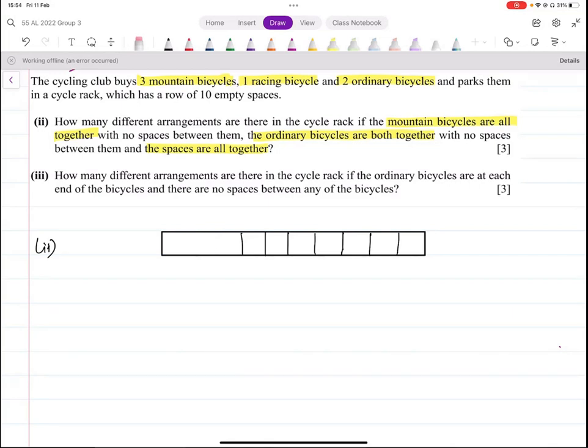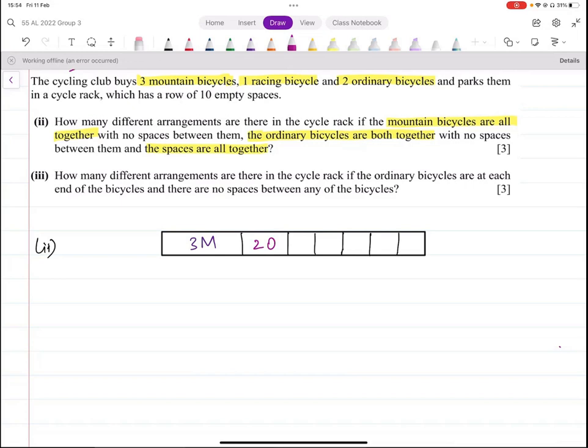We say we've got 3 mountain bicycles here. I'm going to represent them by 3M. We've got 3 mountain bicycles. वो यहाँ पर आ गई. Ordinary bicycles are both together. How many are there? There are 2 of them. We combine them as well. यहाँ पे भी एक box मैंने खत्म कर दिया. And I have 2 ordinary bicycles here. ठीक है?